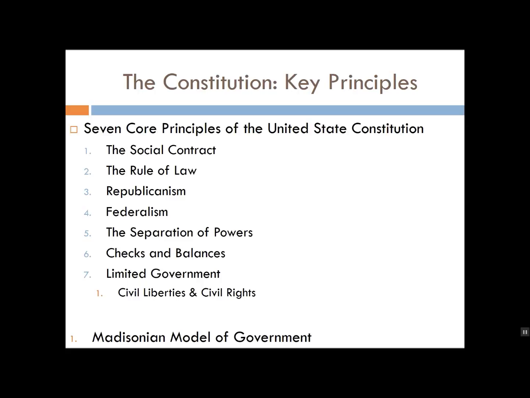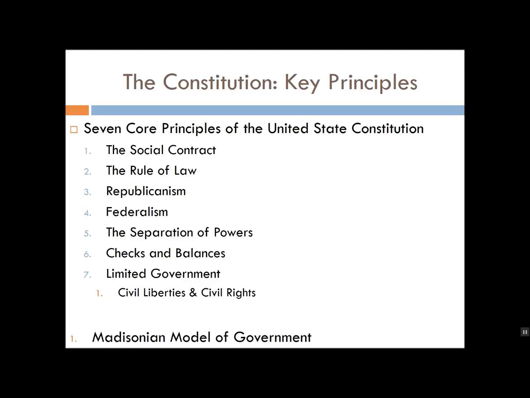The third principle is republicanism. The United States is a republic. Now, sometimes we like to say we're a republic, not a democracy. But that's really kind of a false dichotomy. A republic is actually a type of democracy in which people elect representatives to rule on our behalf rather than getting together to have a direct vote every time a collective decision needs to be made.